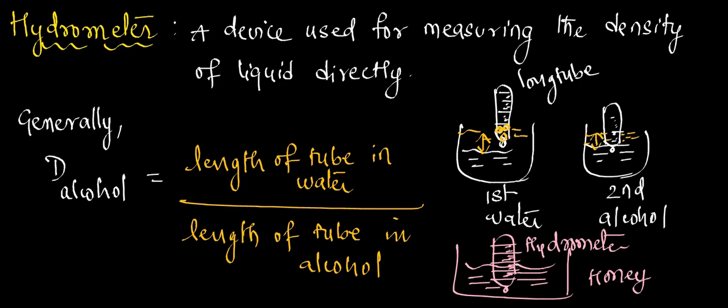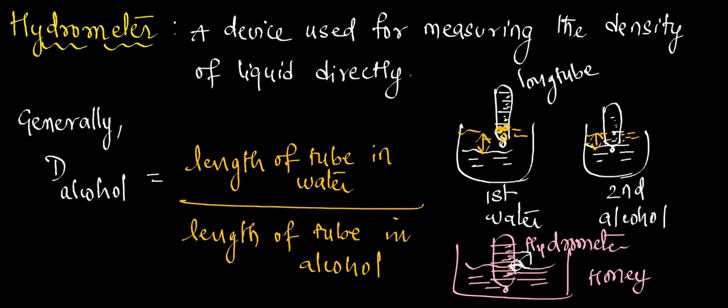How will you know the density? For suppose this is the surface of the honey, right? So at this point you have to see the marking. Maybe it is 3 gram per centimeter cube or 4 gram per centimeter cube. That mark you have to see, what is the value of that mark. So this will be the density of the honey.